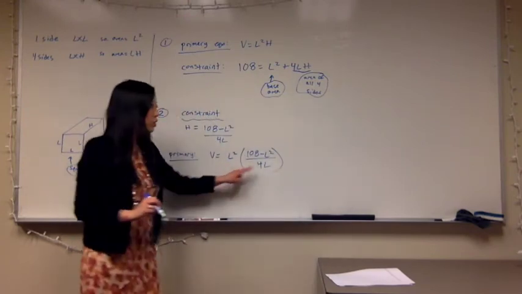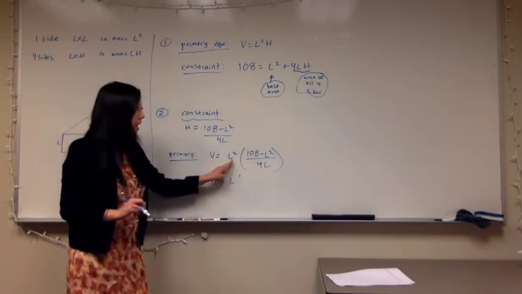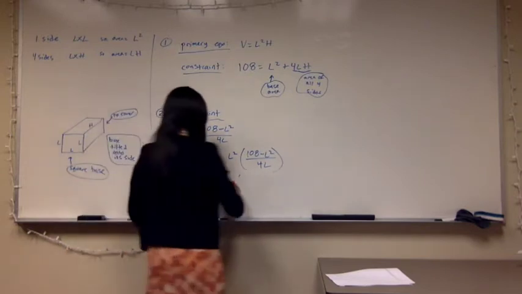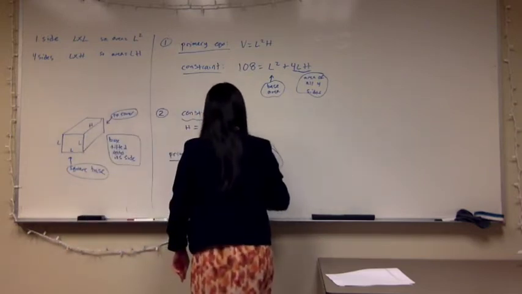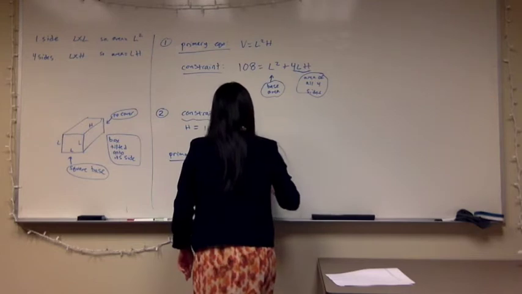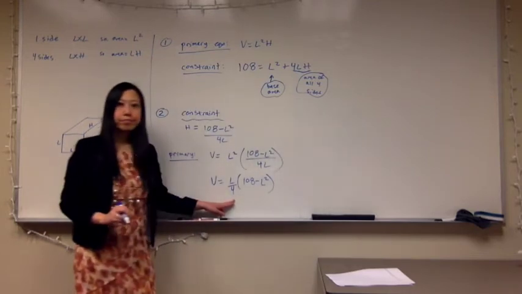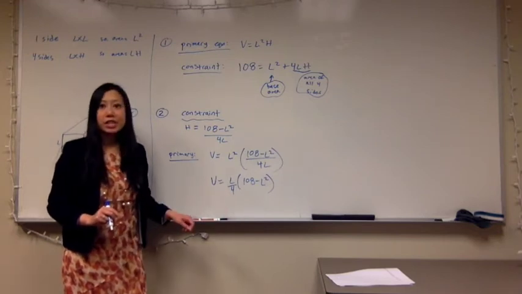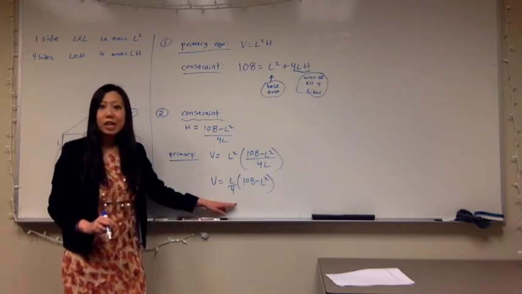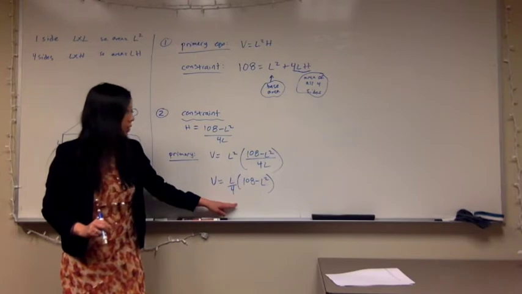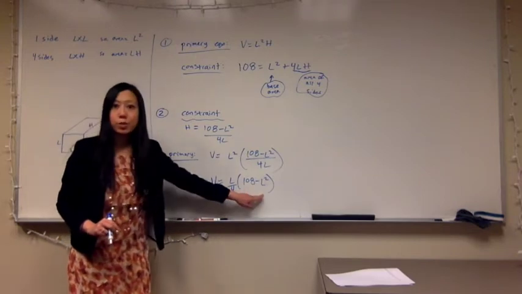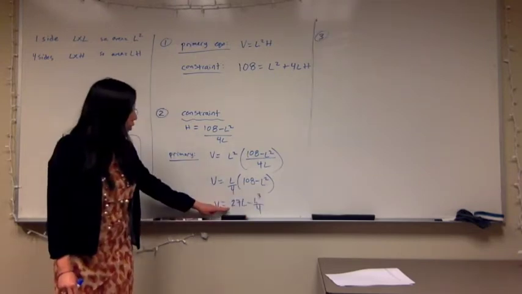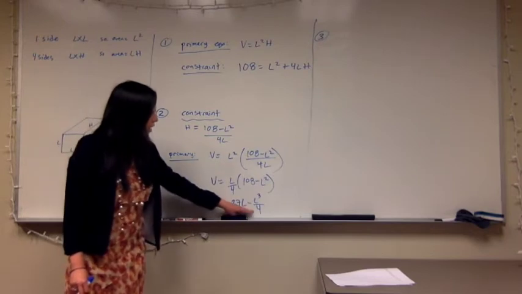So the L squared and the L cancel to just be L. So I have L over 4 times (108 minus L squared). Let's simplify that a little bit further, because right now if I were to take the derivative, I still have to apply product rule. So let's avoid that. I'm going to just distribute this into both terms. Now we have 27L minus L cubed over 4.